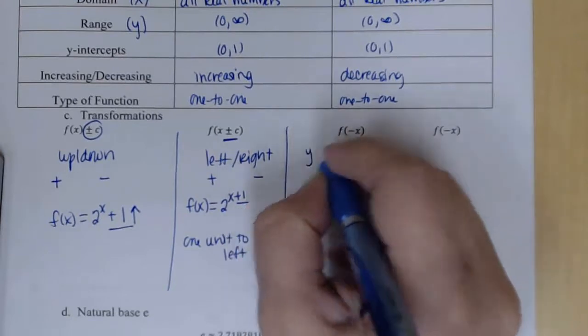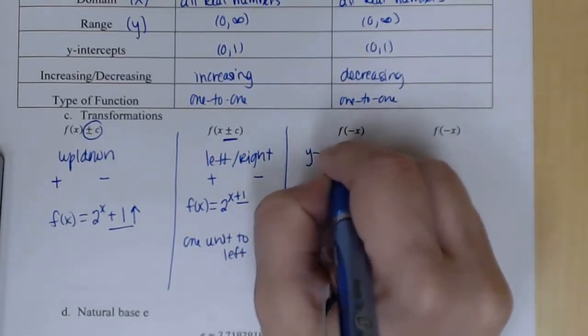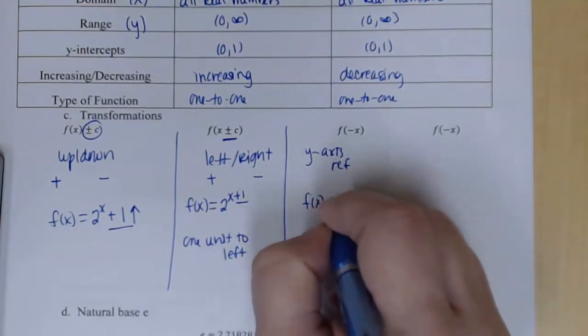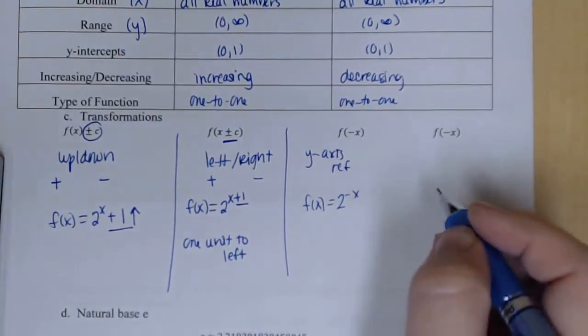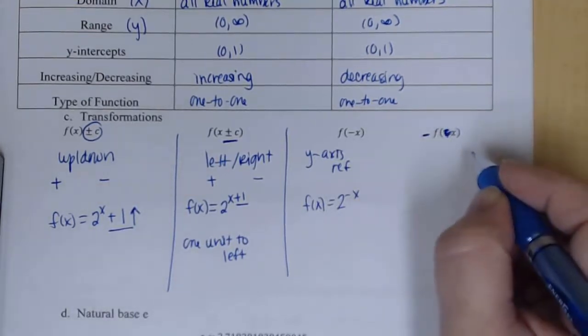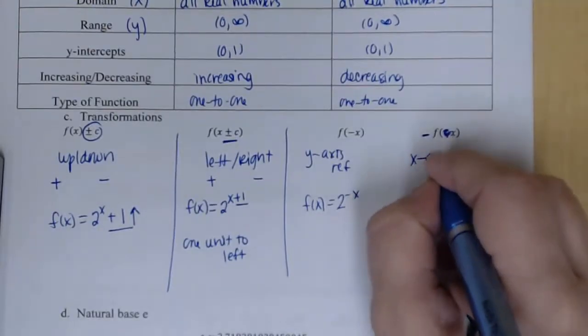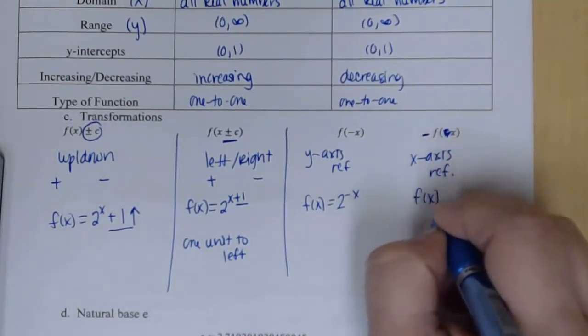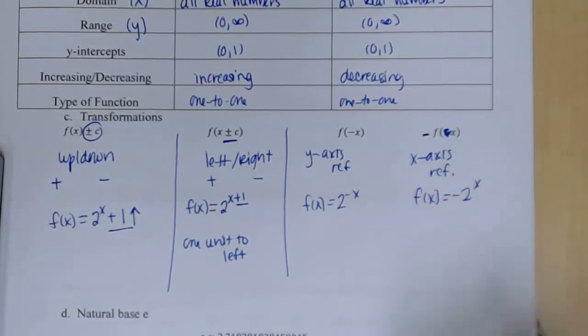With this one, when we have a negative on the inside, this gives us a y-axis reflection, such as the one we just graphed, 2 to the negative x. And then, let me modify my notes here. If I have a negative on the outside of it, this is going to cause an x-axis reflection. And so f of x would be equal to negative 2 to the x. That would be an example of that.